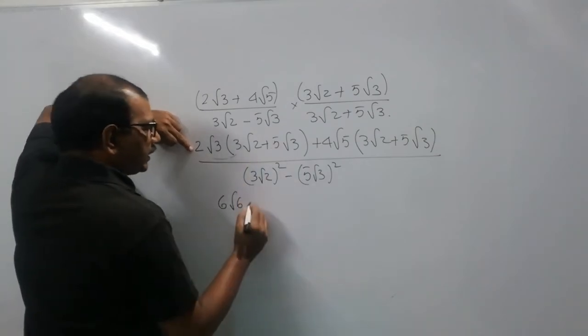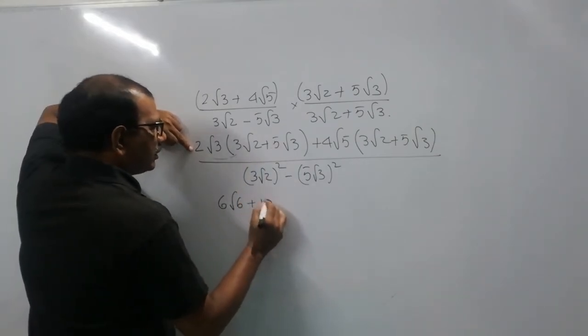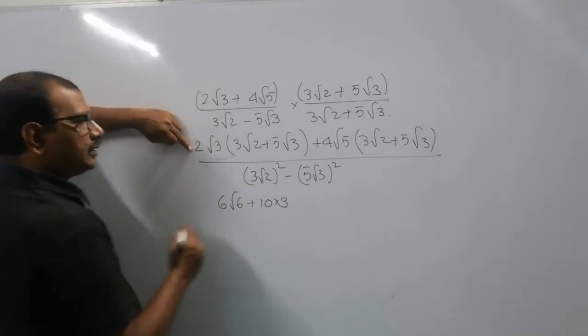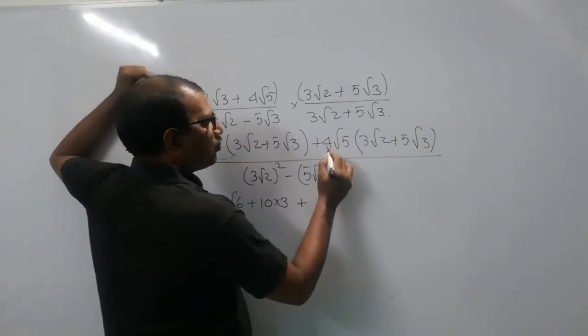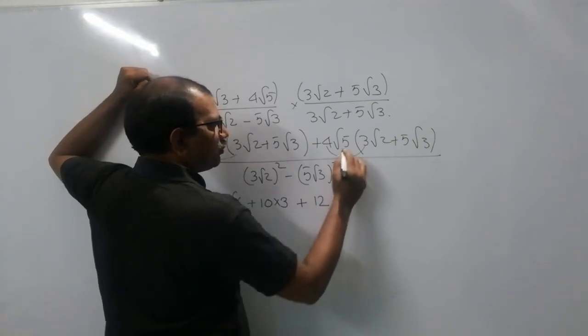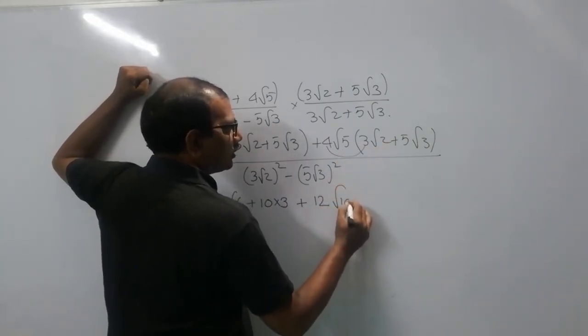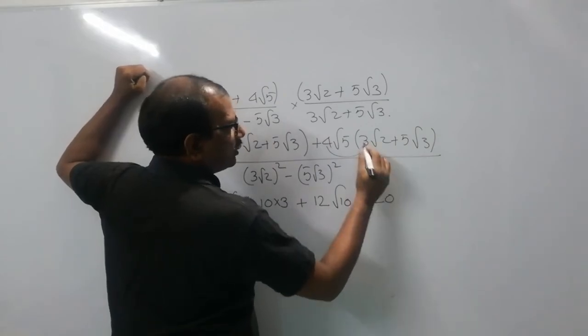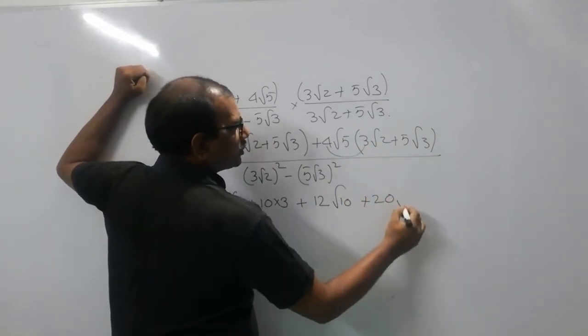Then 2 fives are 10. Root 3 into 3 is 3. Alright? Plus 4 threes are 12. Root 5 into root 2 is root 10. Plus 4 fives are 20. Root 5 into root 3 is root 15.